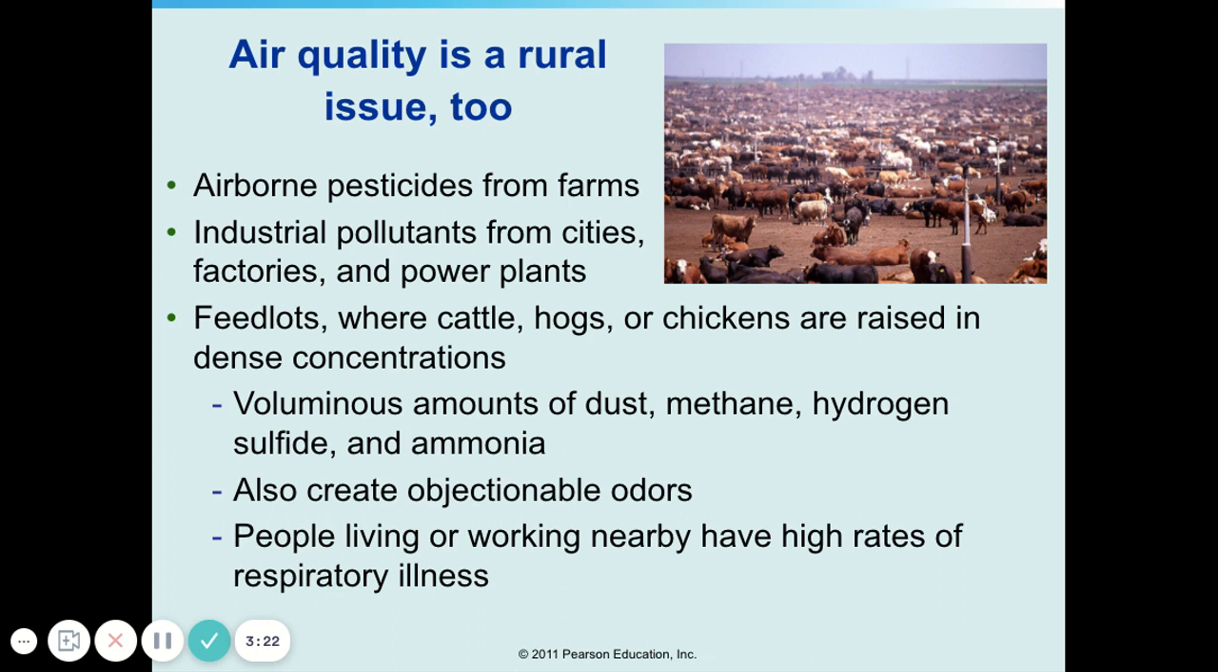Rural air quality can also be an issue, especially from CAFOs, concentrated animal feedlot operations. The pollutants there can include dust, methane, hydrogen sulfide, and ammonia. People working and living nearby might really suffer from respiratory issues. This is one of the reasons why our local Tonganoxie community fought so hard to keep Tyson out a few years ago.